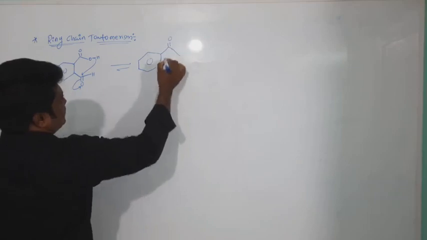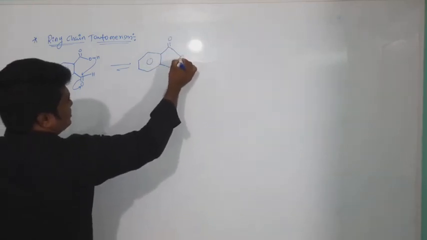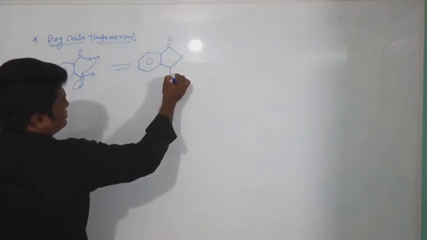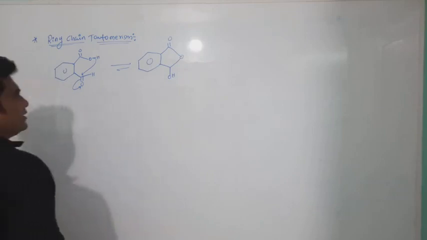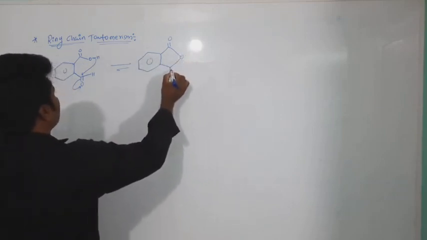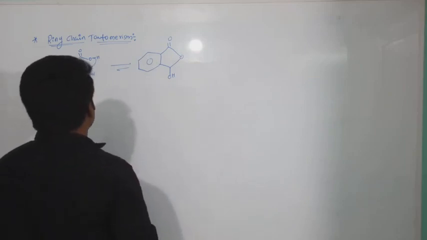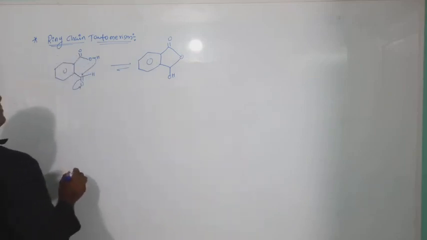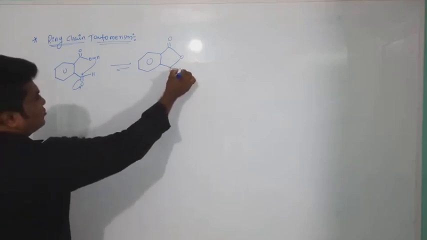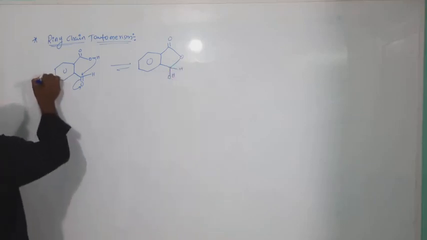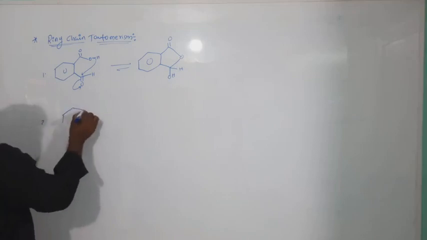And oxygen. See, this becomes OH. Okay, actually it is not an anhydride, it will look like this. And now you are getting a tautomeric structure. This is called ring chain tautomerism. For example, here already one hydrogen is there, first, then the second one here.